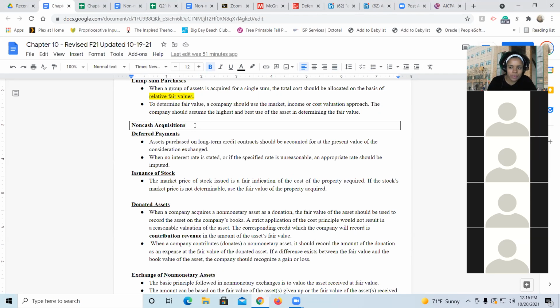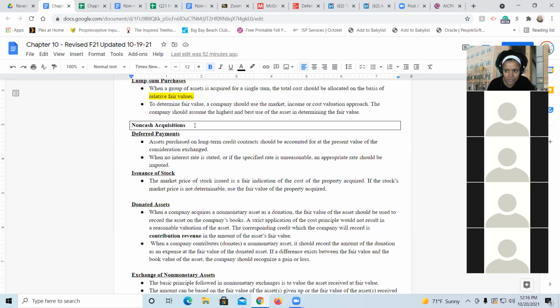All right. So for the remainder of this chapter, we're going to be dealing with non-cash acquisitions. So the company is getting some type of asset, but they are not paying cash for it. And in this section, I guess the two bigger topics are exchange of non-monetary assets, and interest capitalization. So if you're kind of marking off which areas are important, interest capitalization is a pretty big topic.